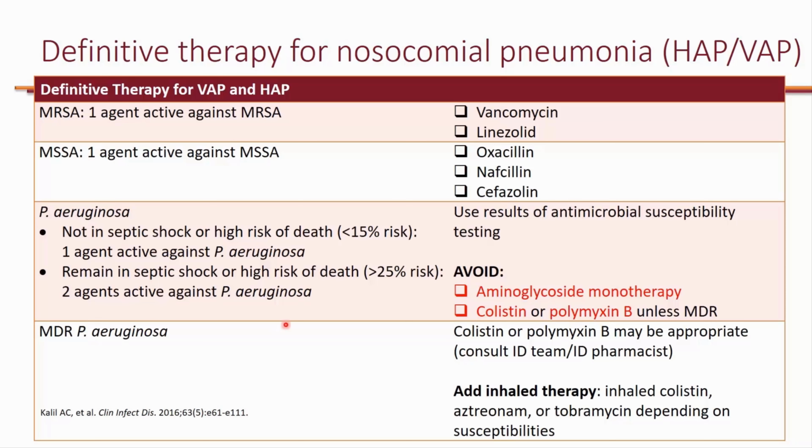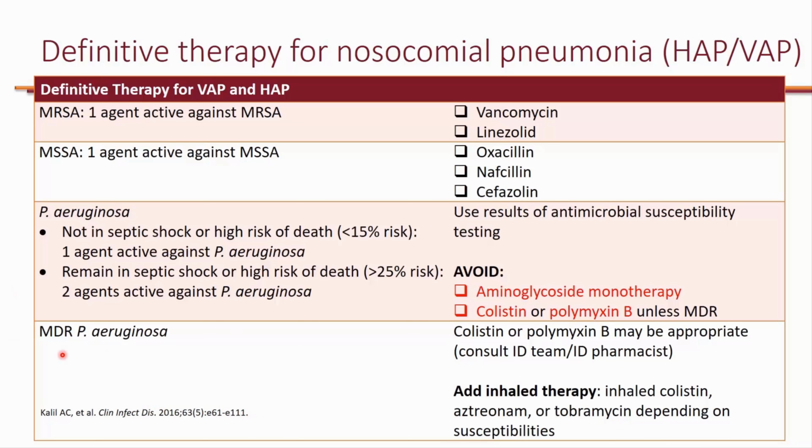Again, it's important to avoid aminoglycoside monotherapy. Even if Pseudomonas is susceptible to aminoglycoside, you should not use aminoglycoside monotherapy. You can only use aminoglycoside as a part of a combination. So, for example, you can use aminoglycoside plus cefepime. Now, when it comes to multi-drug resistant pathogens, you can also add inhaled therapy. So one of the problems is penetration to the lungs.